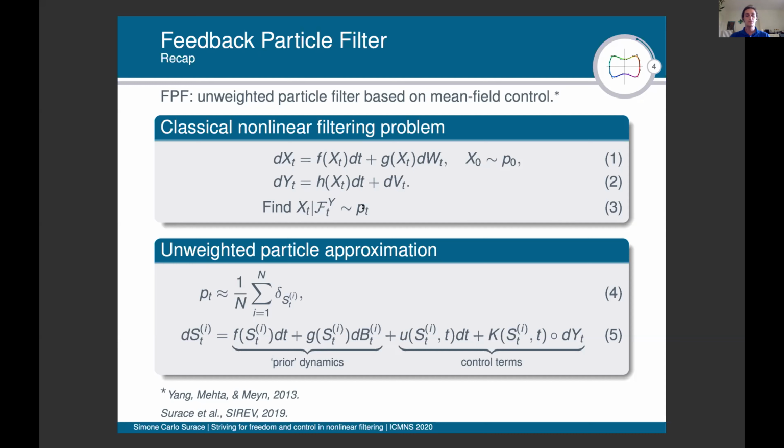So in an unweighted particle approximation, this distribution is approximated by an equally weighted sample of particles, each of which has some dynamics, which can be decomposed into two parts. There are the prior dynamics, which essentially mirror the dynamics of the hidden state, as you can see here, and a bunch of control terms, which depend explicitly on time and also on the observations. And now the goal is to find those coefficients, U and K, those nonlinear functions, such that the particle population best matches or tracks the posterior distribution.